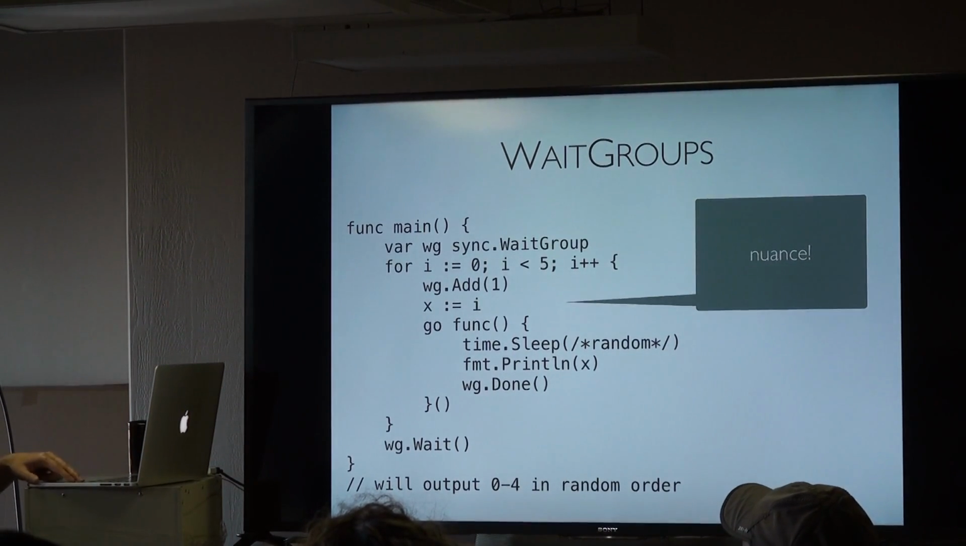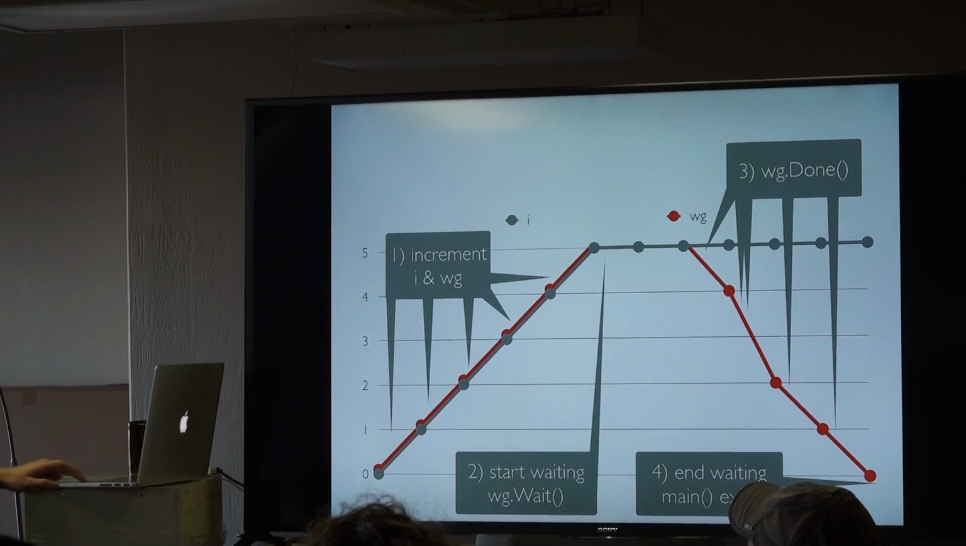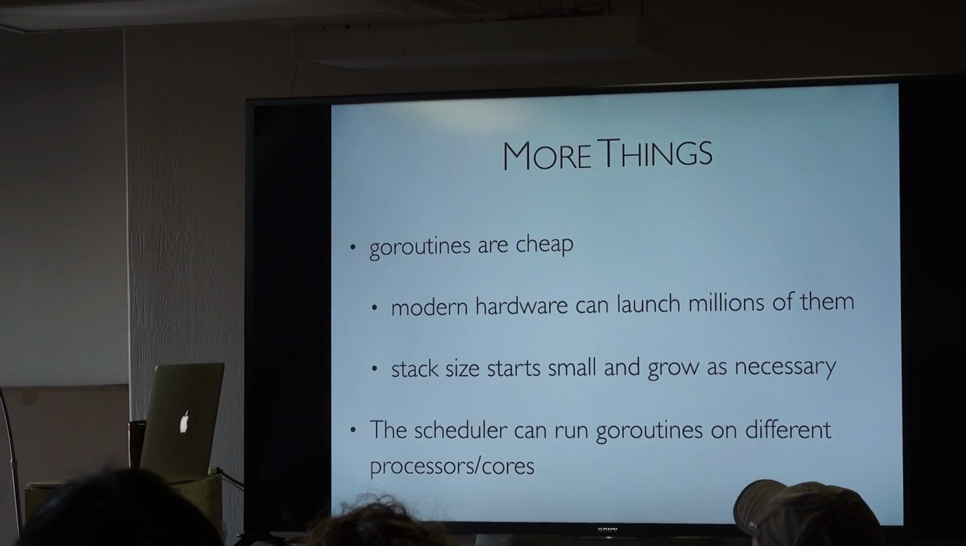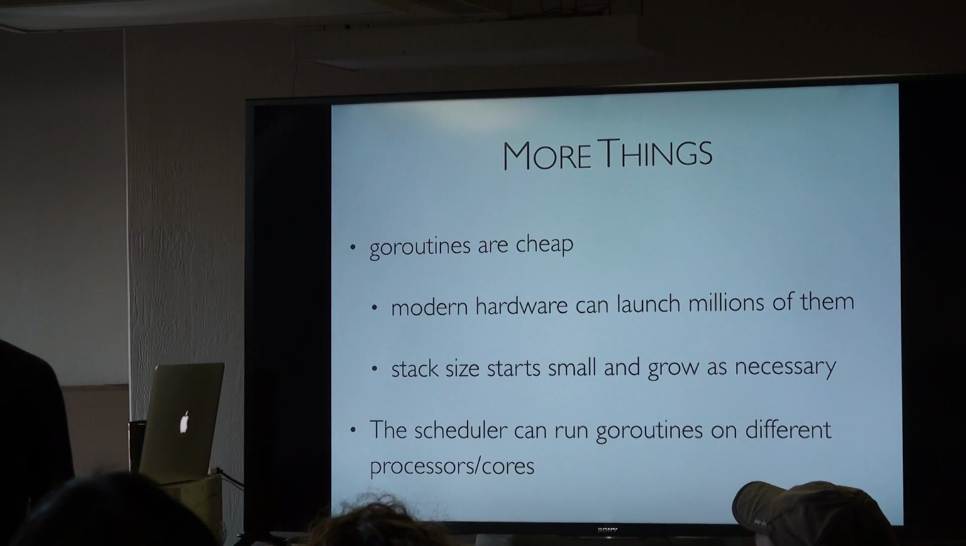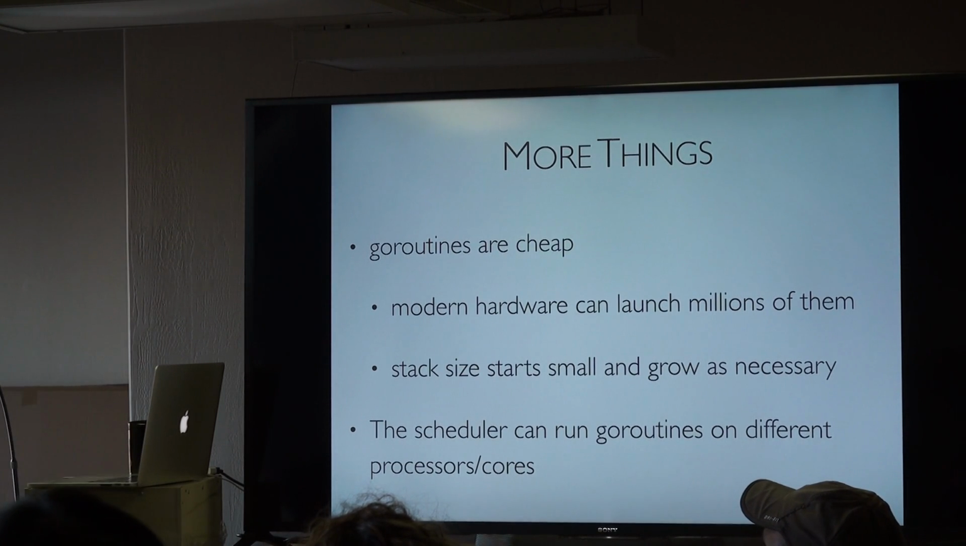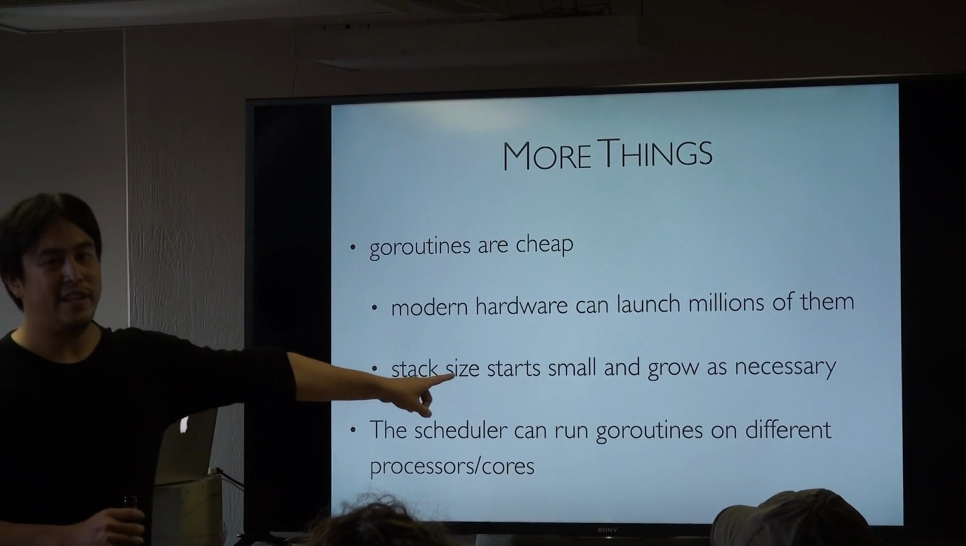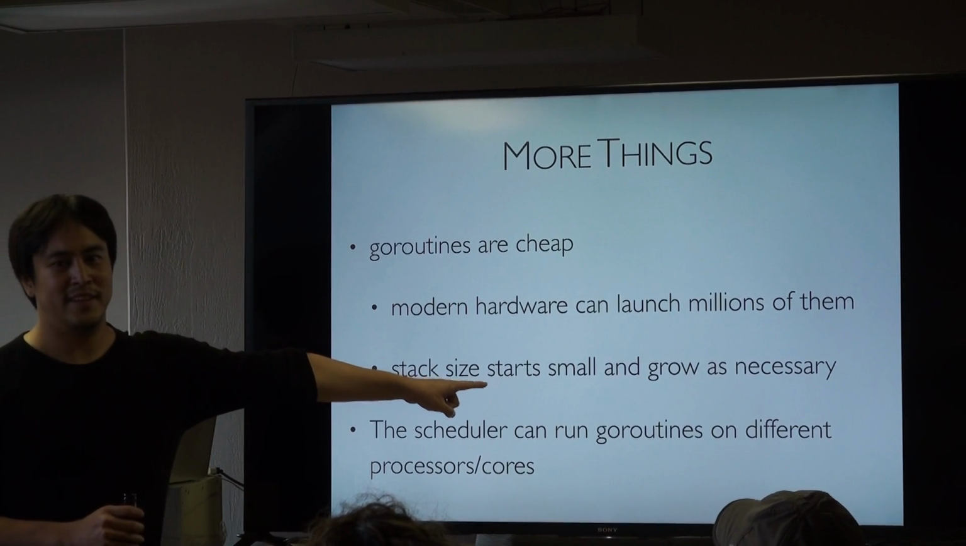Yeah, so we had a long discussion on the nuance of x, why we use x. So we saw this already. More things: goroutines are cheap. We basically talked about this. What I found is that on modern hardware, it's in the order of millions of simultaneous goroutines without much of a sweat. The thing about being cheap is they all have their own stack, but the stack size is tiny.